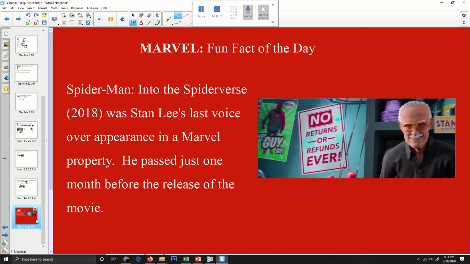So today's Marvel fun fact of the day: Spider-Man Into the Spider-Verse 2018 is Stan Lee's last voiceover appearance in a Marvel property. He passed just 1 month before the release of the movie, and watching that one always tears me up. I know you guys will think I'm a soft old man, but that one does make me misty.